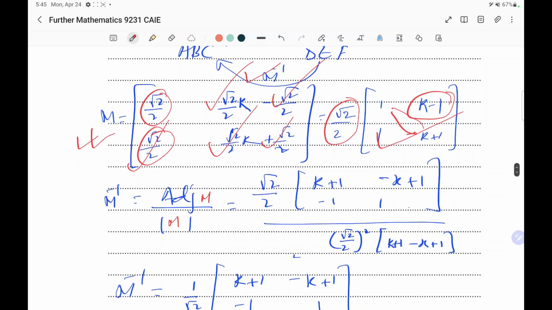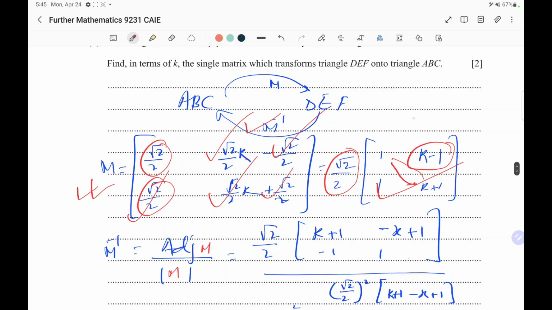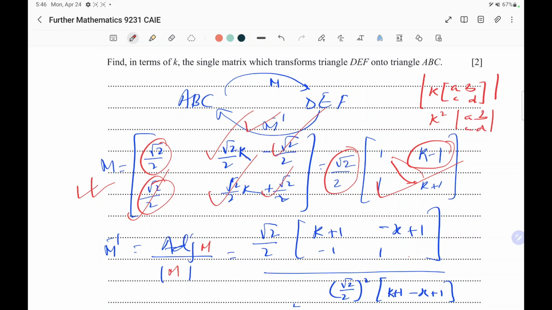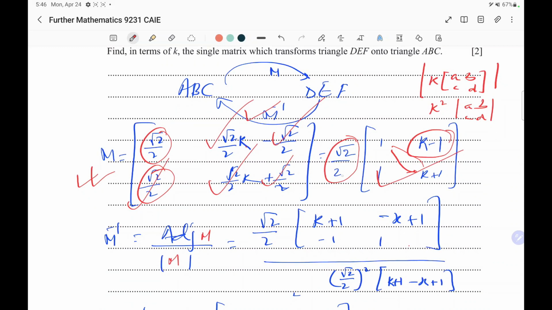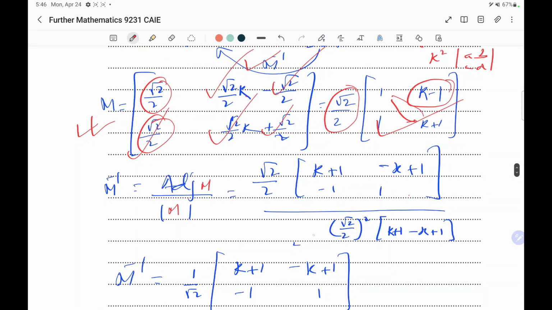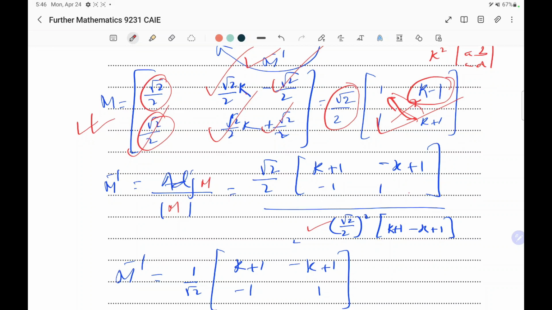Okay, when you need to find a determinant, suppose you have k times the matrix A, B, C, D, and you need to find its determinant. It will be k square times the determinant of A, B, C, D. Here the factor is root 2 over 2, so root 2 over 2 whole square, and then just find the determinant. How will you find it? Just multiply: 1 times k plus 1, minus 1 times k minus 1.